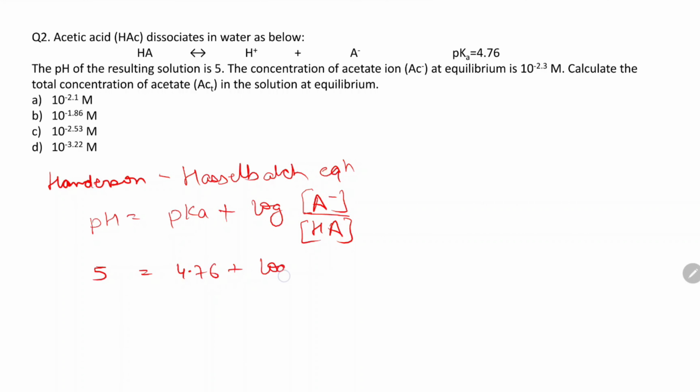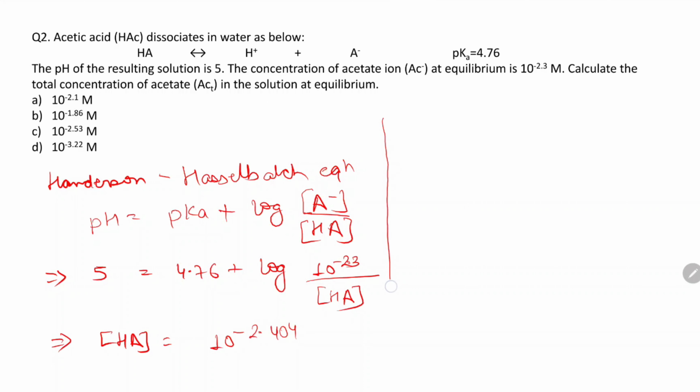We have been given the concentration of A minus, that is 10 raised to power minus 2.3, and the total and the protonated form of HA we can find from this relation, which gives the concentration of HA as 10 raised to power minus 2.404. But here we have to find out the total concentration of the acetate.